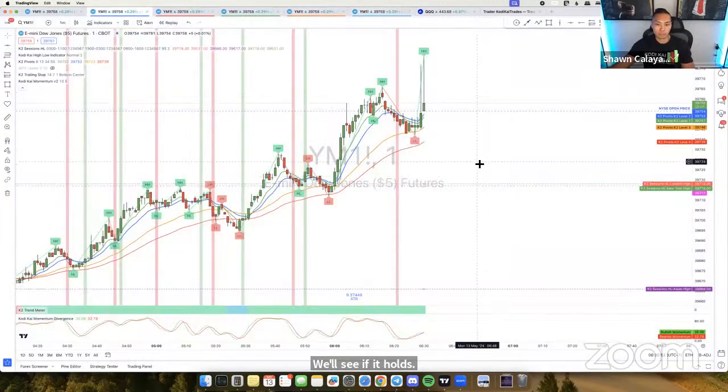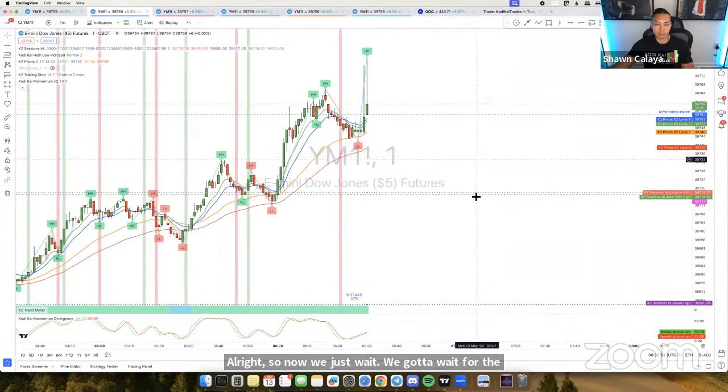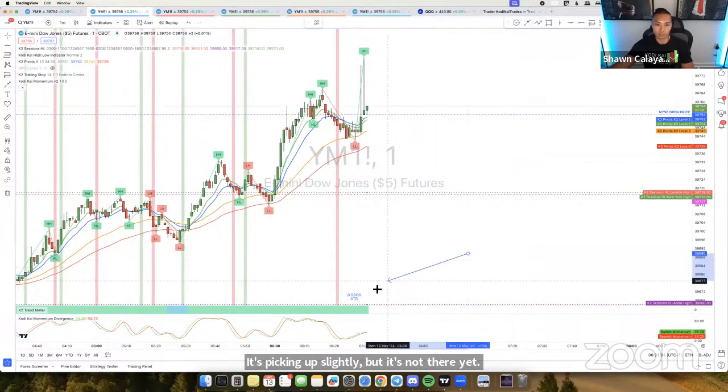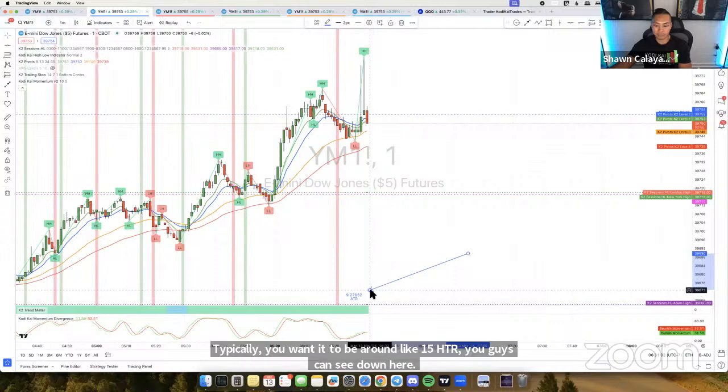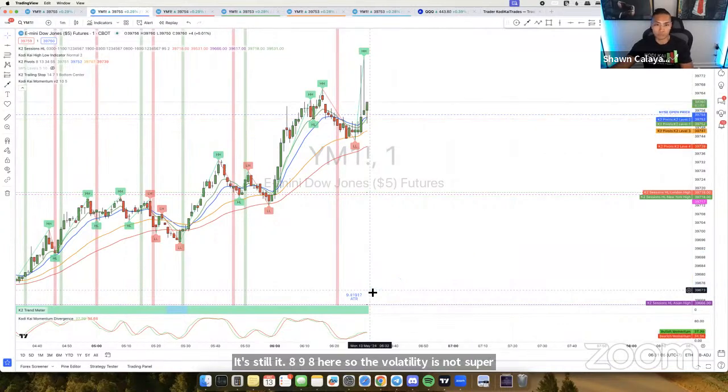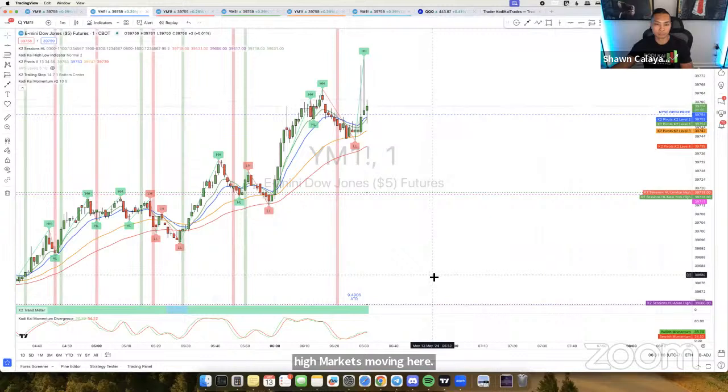We got to wait for the market volatility to pick up. It's currently at 9 ATR. It's picking up slightly, but it's not there yet. Typically, you want it to be around like 15 ATR. As you guys can see down here, it's still at 8, 9 ATR. So the volatility is not super high. Market's moving here. We're getting some of this open manipulation. But you probably want to give the market some time to breathe.